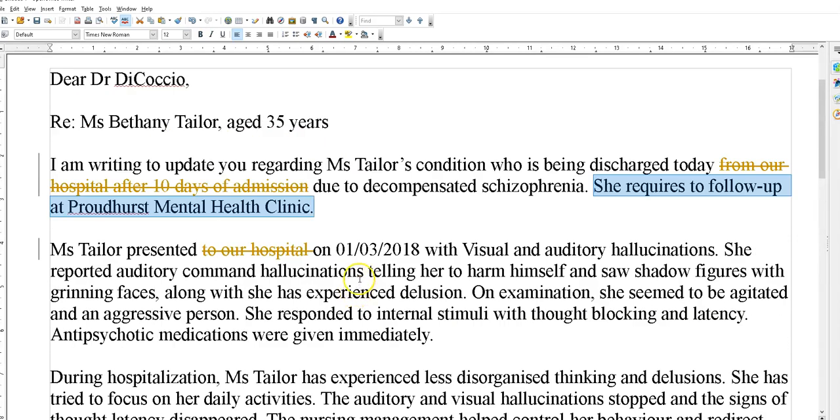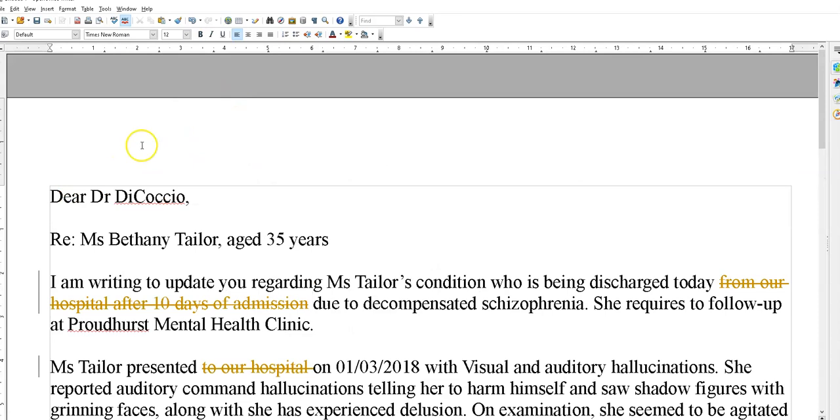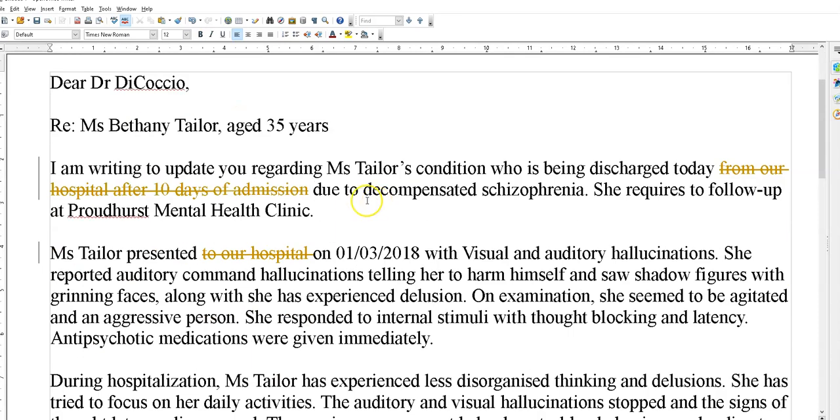Okay. So, I'm writing to update you regarding Ms. Taylor's condition, being discharged today due to decompensated schizophrenia. Well, she's not being discharged, well, after the 10 days of admission. So we would take out that. Being just discharged today after being admitted for decompensated schizophrenia, because you don't need to put our hospital or 10 days, because we can work it out from the dates, because you'll have a date above this, today's date, etc.